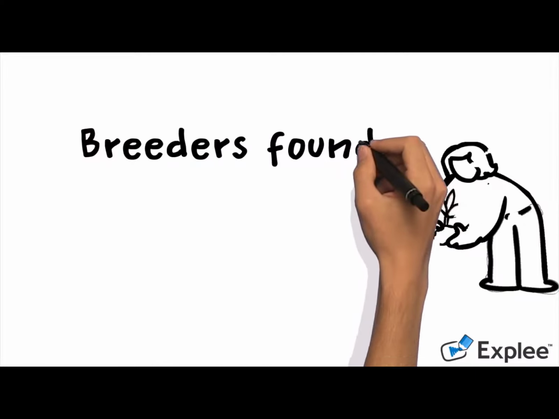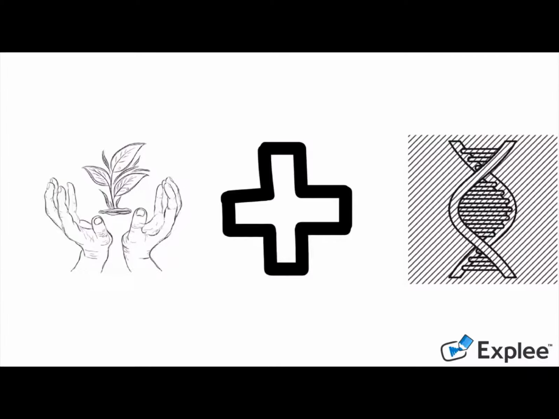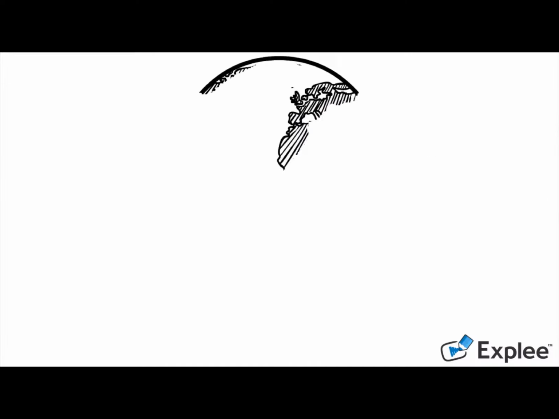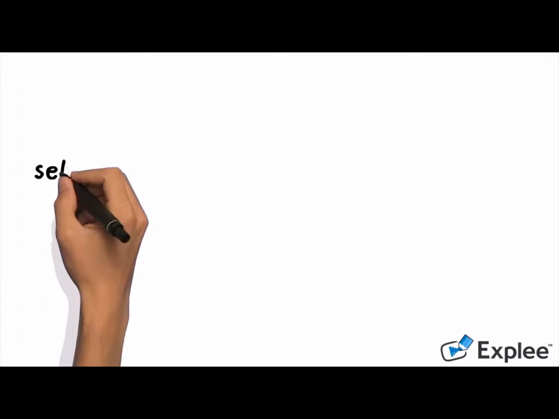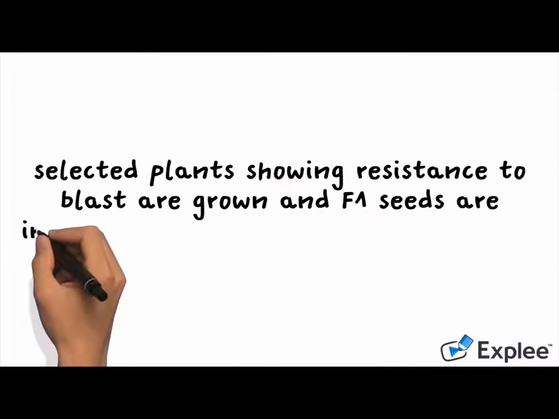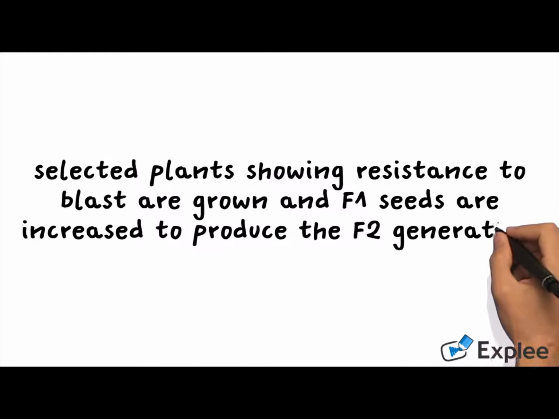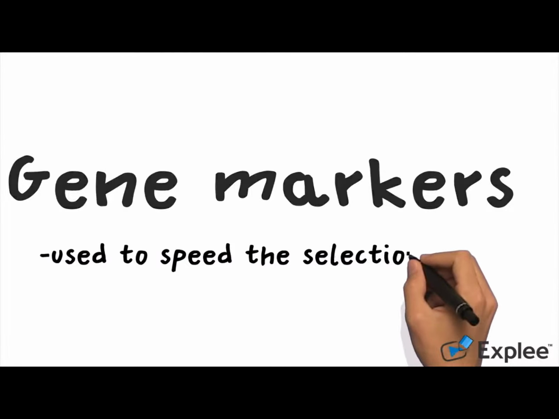However, breeders found solutions for that matter. They screen and breed for resistance to blast, along with other desired traits that will suit various ecosystems. Selected plants showing resistance to blast are grown and first-generation seeds are increased to produce the second generation. Gene markers are also used to speed the selection process.